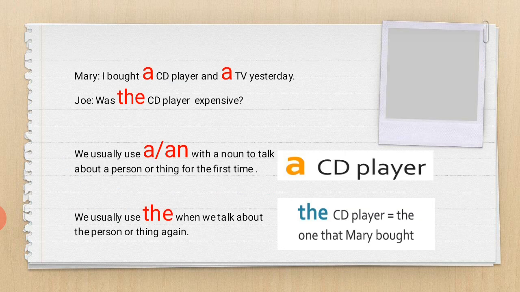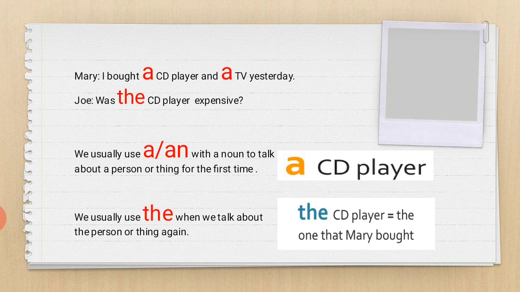Now look at this example. A CD player and the CD player. What do you think? What should it be? A CD player or the CD player? Okay, let's see. Mary said, I bought a CD player and a TV yesterday. And Joe said, was the CD player expensive? A CD player is also correct and the CD player is also correct.